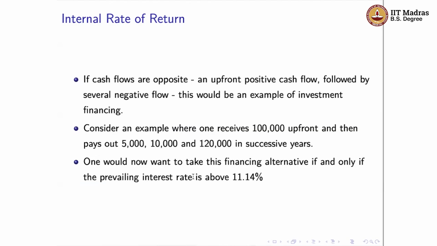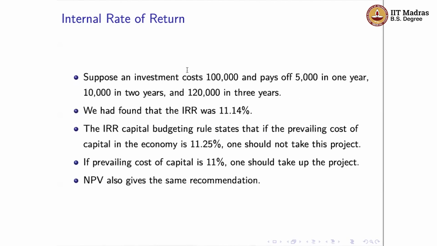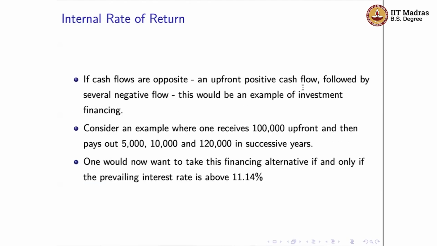So remember, in the previous case, when first you were spending money and then you were getting money, the rule was that you should take up this project only if the IRR is more than the prevailing rate in the economy. If now you are the one who is receiving the money and then paying out in later years, this capital budgeting rule is reversed and it says that you should take up this project if and only if the prevailing interest rate in the economy is above the IRR. Okay, so this is one important thing to keep in mind, that depending on the cash flows, you have to think about how to apply the capital budgeting rule.